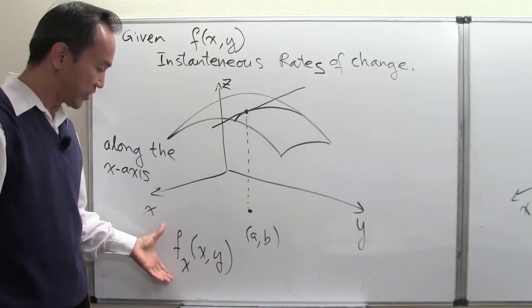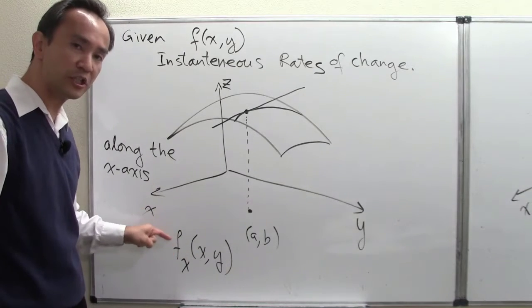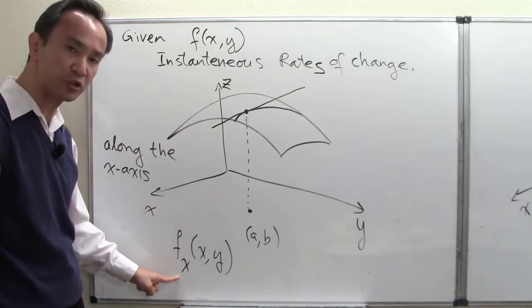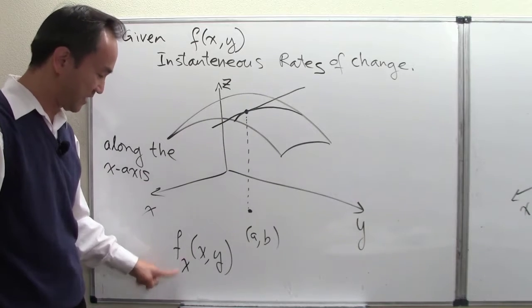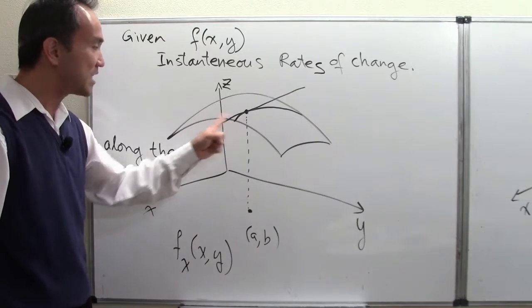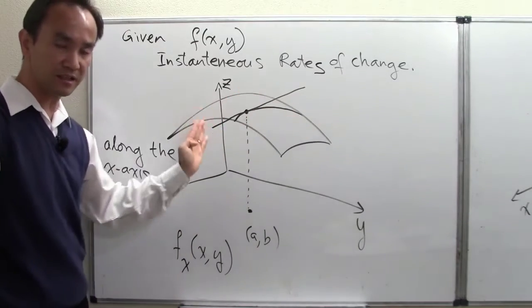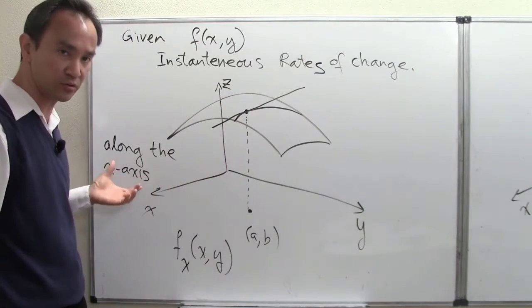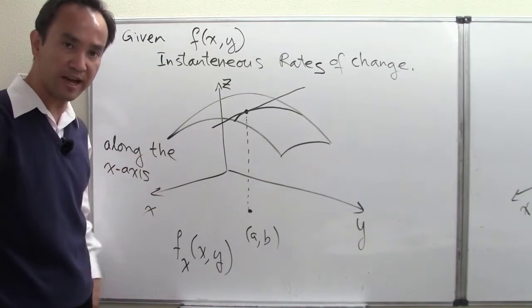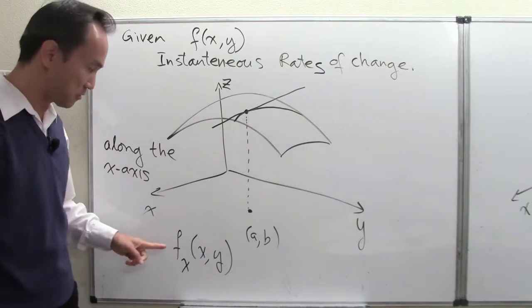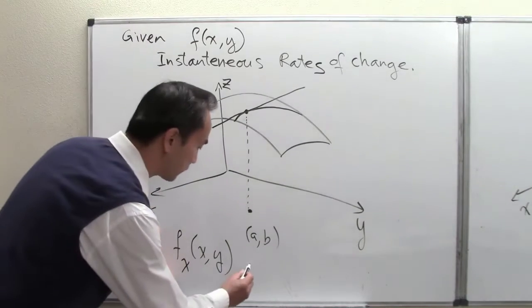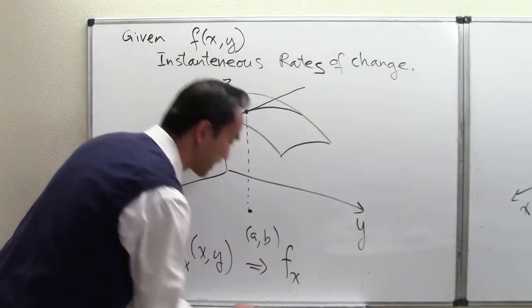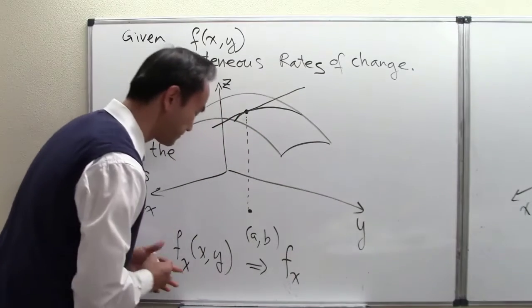Ladies and gentlemen, this is called the partial derivative of the function f in respect to x. That means it's along the tracing curve that's parallel to the x-axis, or for short, just along the x-axis. That's the meaning of the symbol. The short version is f sub x right here.